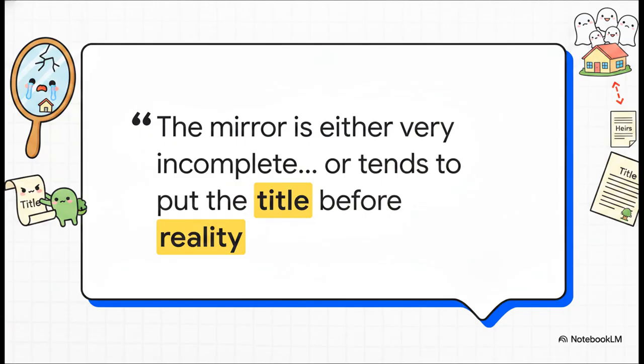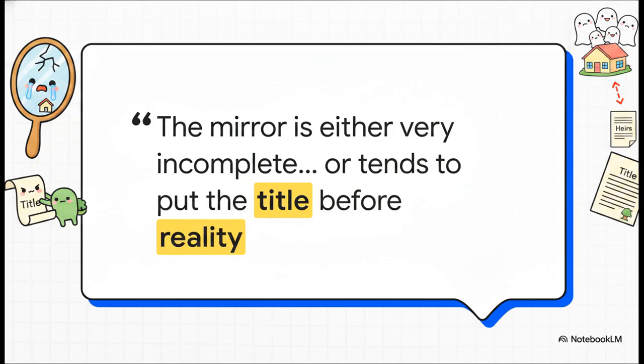It's something called the mirror principle. The idea is that the public register should reflect the current facts about a title perfectly, just like a mirror. But, as Jaap Zevenbergen pointed out at a World Bank conference, this mirror concept is, frankly, oversold. He says it's either very incomplete because of unrecorded overriding interests, or it gets too rigid and puts the title before reality.